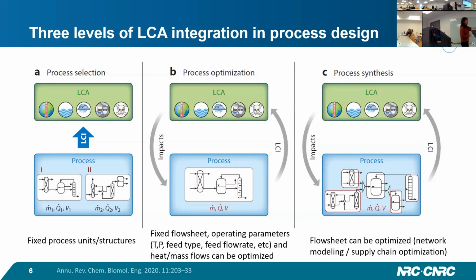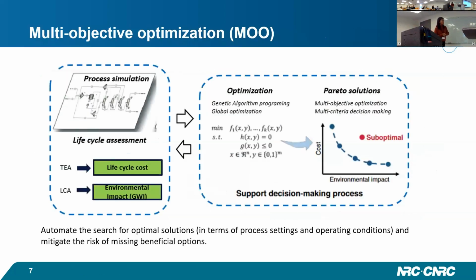For the further stage, LCA can be implemented for process synthesis. In that stage, the flowsheet can be further optimized. It means for the upstream and downstream, you have different alternative options for unit selections. That will be further utilized in that area. But my talk will focus on this middle line, process optimization.